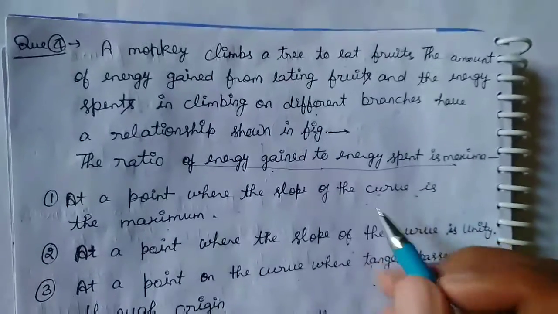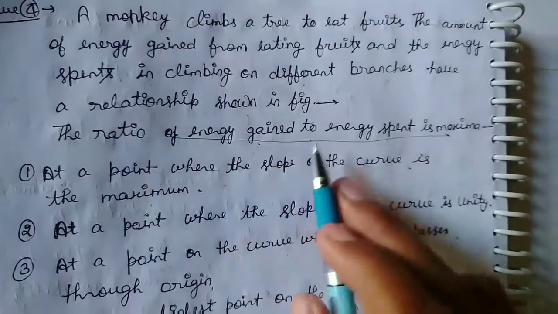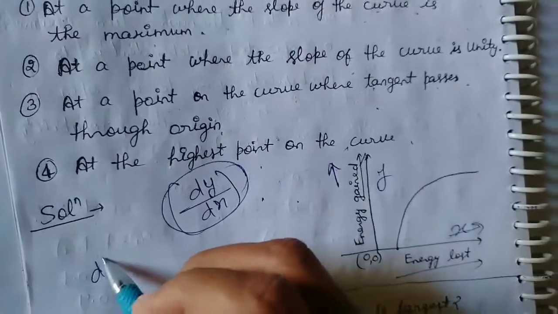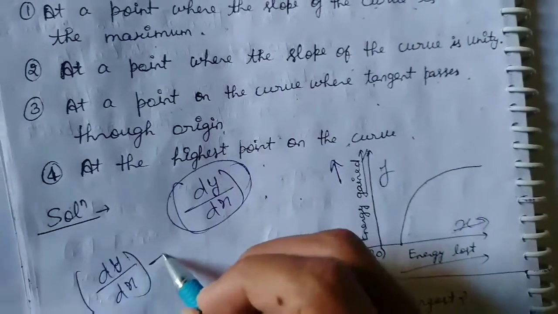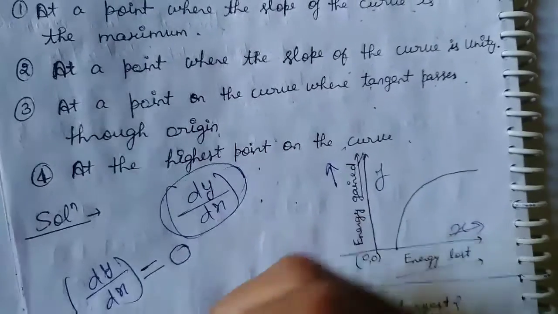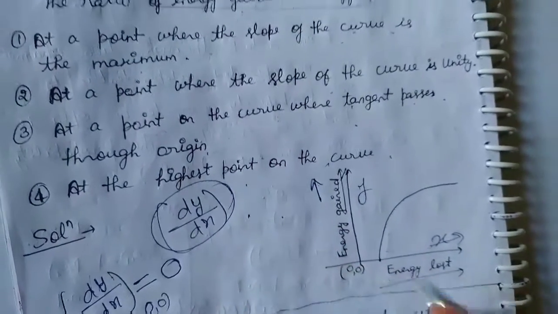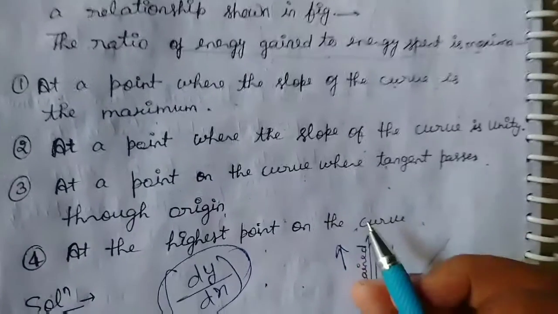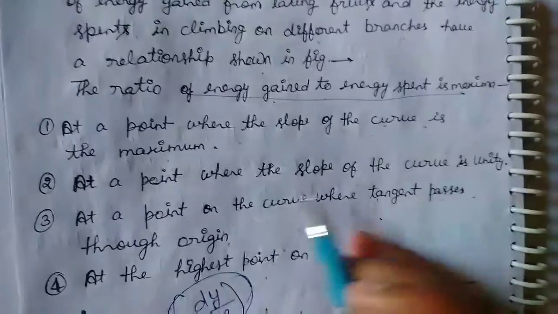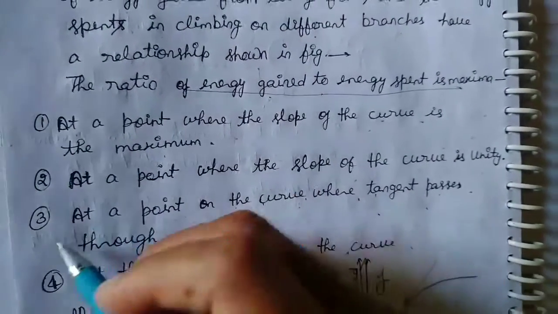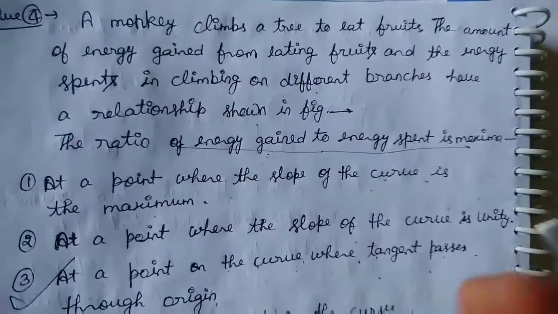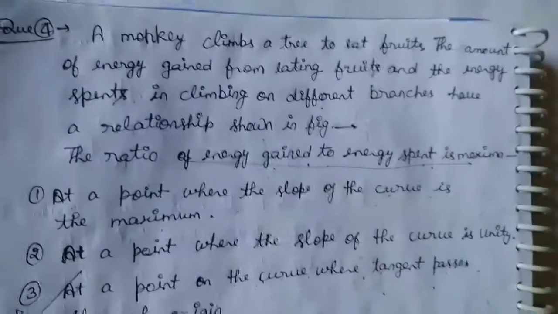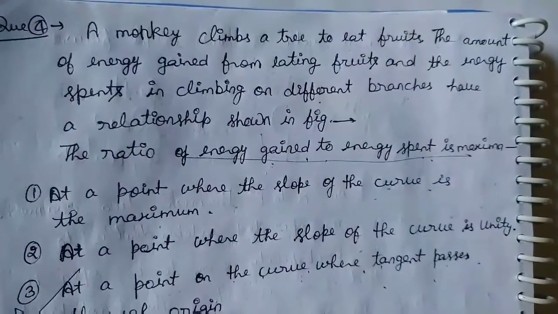So this is a question of maxima and minima, and this ratio of energy gained to energy spent is maxima. From the maxima and minima theorem we know that this dy by dx will be maxima or minima only when it is 0. So when the tangent passes through the origin, this ratio will be maxima from the maxima minima theory. So at a point of the curve where the tangent passes through the origin, this will be your correct answer. It's a very simple maxima minima based question.